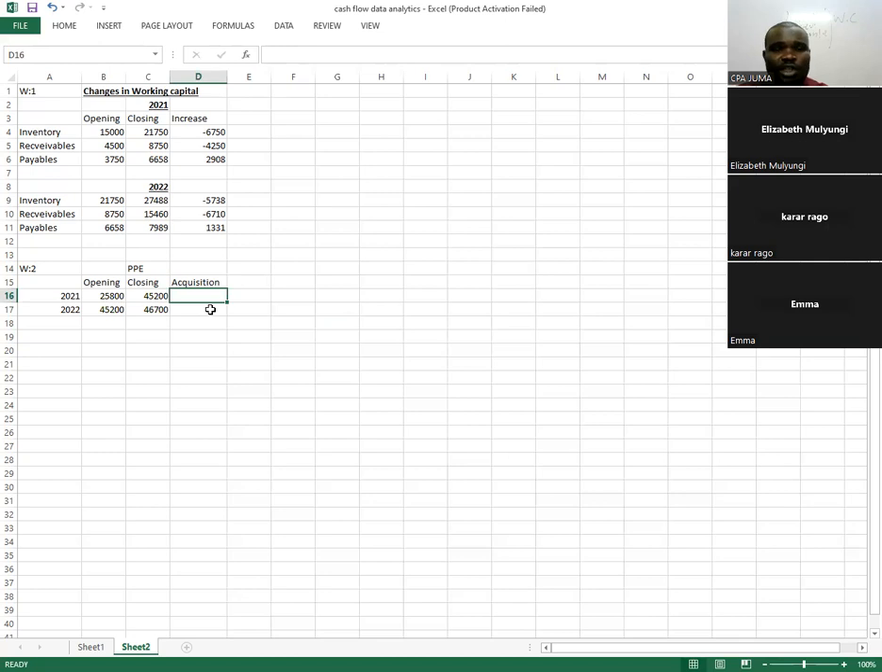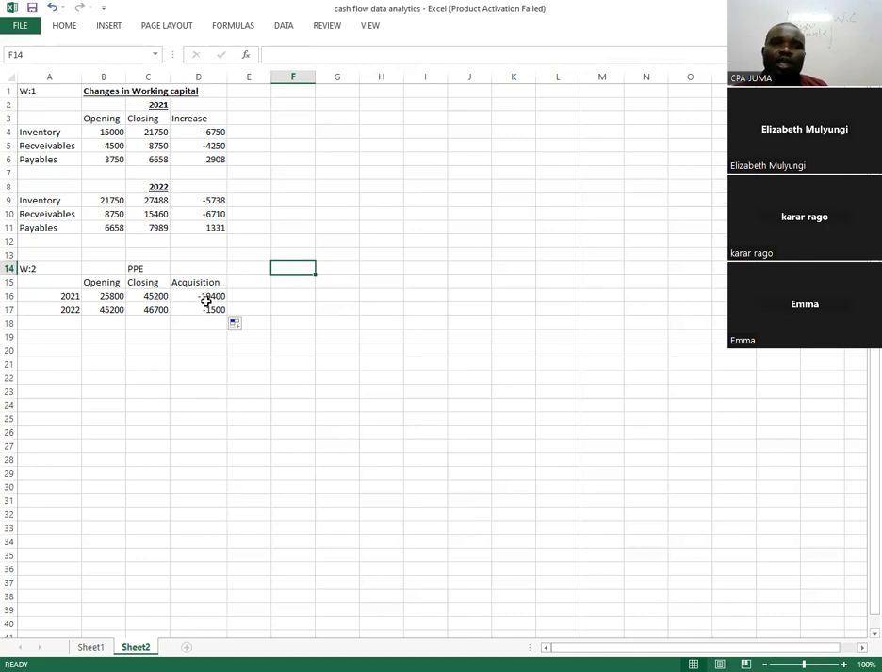The acquisition is the increase. Remember, this is cash outflow, so I want it to be negative. To be negative, I'll take the opening minus the closing. Then I drag it down. There. I save. Be saving. I think even in the exam someone should be saving, or I don't know, whichever, if you don't save your chance is 0.